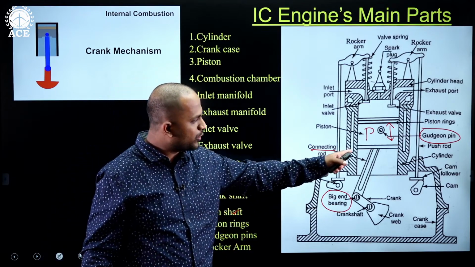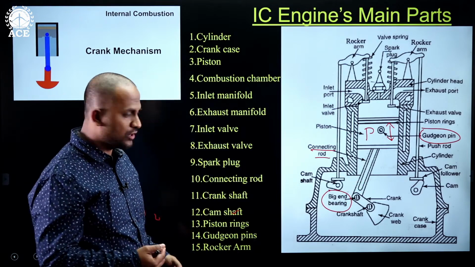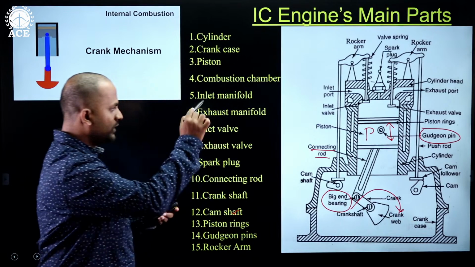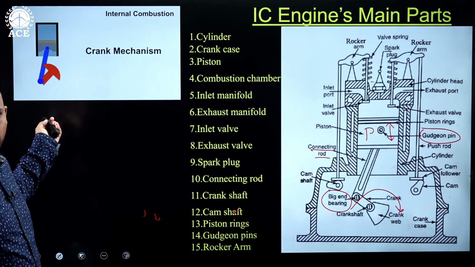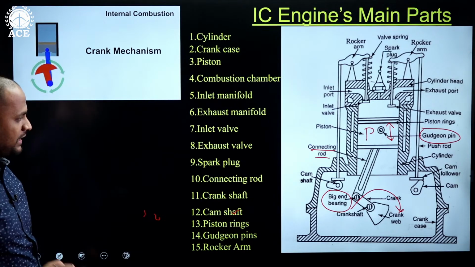Now this reciprocatory motion is converted into the rotary motion of the crankshaft with the help of the connecting rod. Now in this animation you can see how the reciprocatory motion is converted into a rotary motion of a crankshaft.